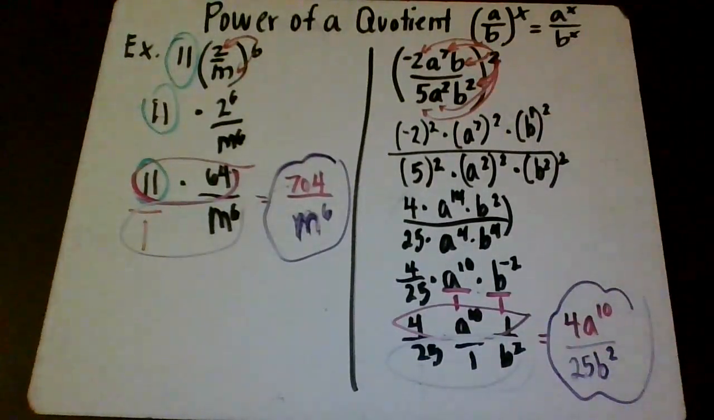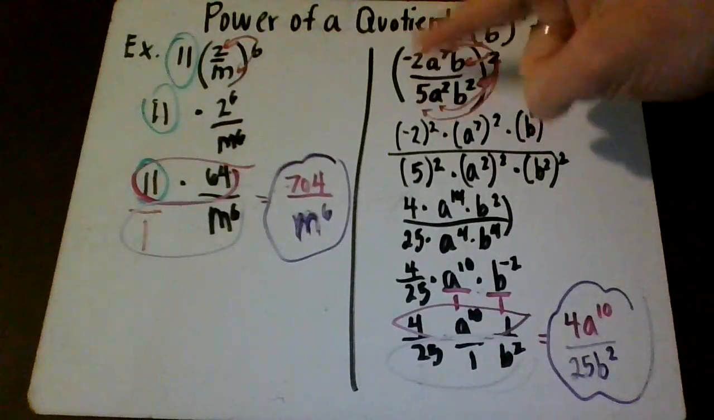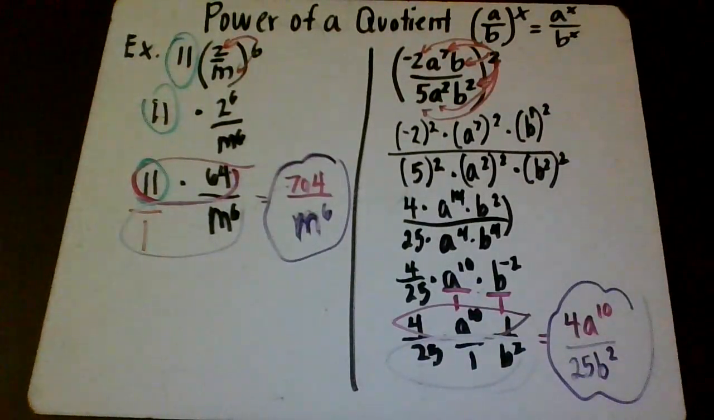You could approach this a couple of different ways. Maybe you do the quotient of powers first and divide, and then apply this power of power, but this is kind of how I choose to do it first. Choice is yours.